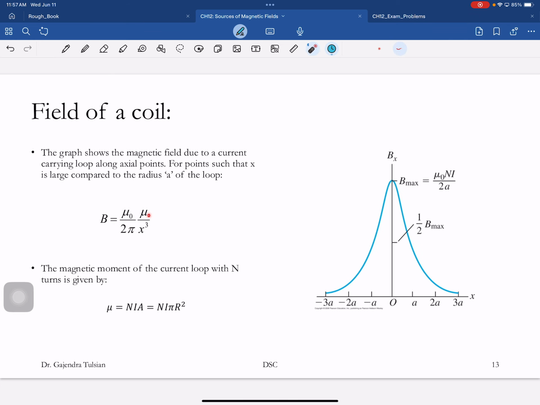Okay. Instead of Z, we've written X. So here's the loop like this, and X is the distance from the center of the loop. Yep. So there's the expression. And again, mu is the strength of the magnet. N is the number of loops in the coil, I is the current, and A is the area of the coil. Okay.